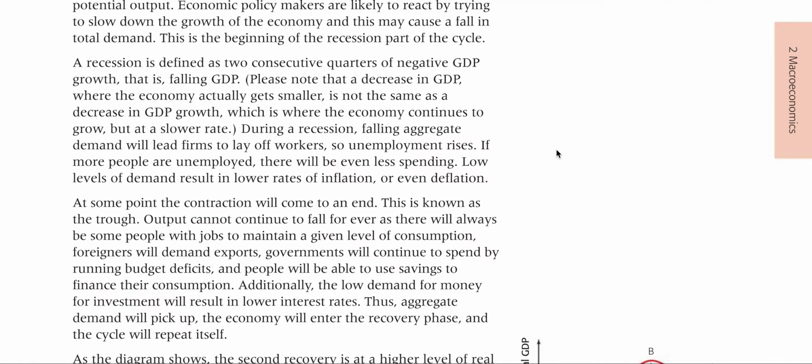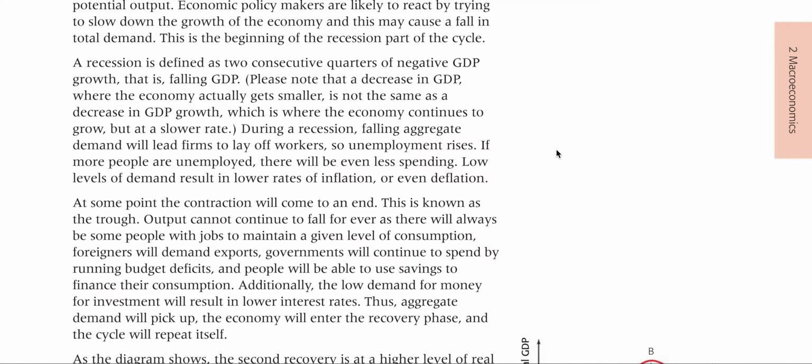Falling aggregate demand, total demand, leads firms to do what? They hired all these people because demand was high. Now all of a sudden no one's buying anymore, so guess what? They lay them off, and unemployment starts to rise. More people unemployed means less spending, and lower levels of demand result in lower inflation or even deflation. Prices just get cheaper than they used to be. So it creates the opposite issue.